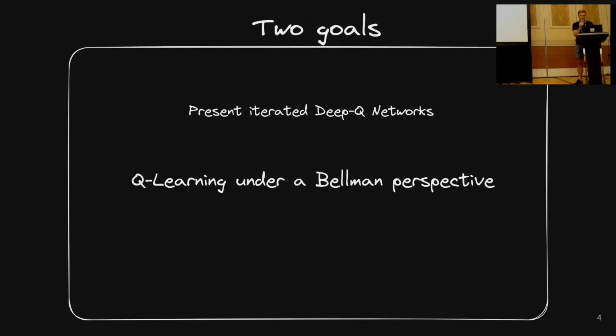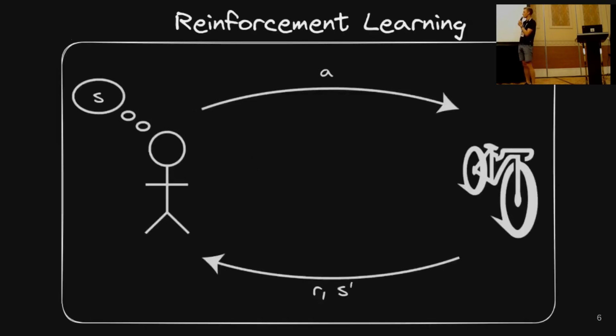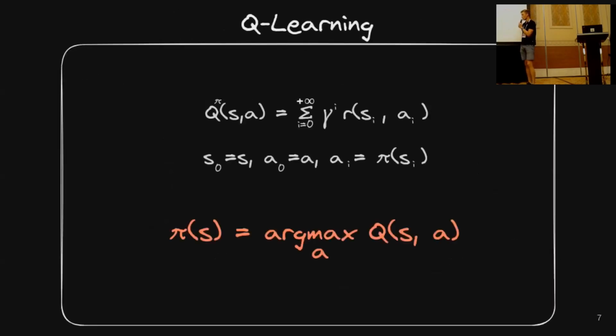All right, so the reinforcement learning loop that we all know and love. Now, the key object, if we talk about reinforcement learning, is of course the action value function, the Q function, which is the sum of rewards under a certain policy. And once we have the Q function, then the policy is given just by taking the argmax of the Q function.